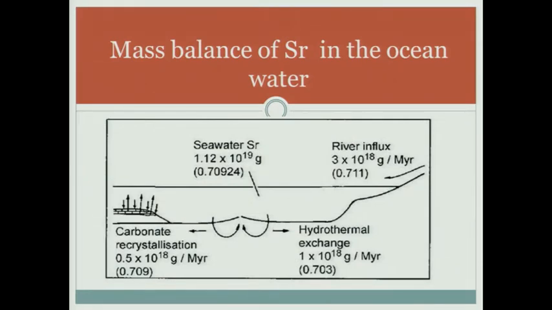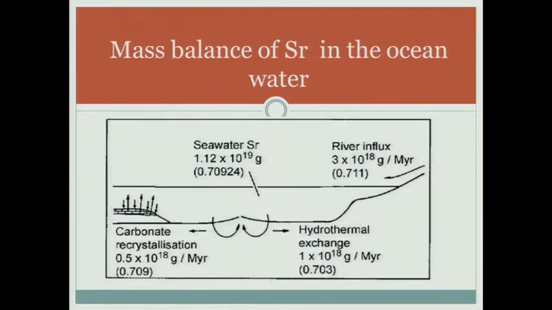So we go back to strontium in the ocean. What is the mass balance of strontium in the ocean? It's quite simple. We have river influx into the ocean with a ratio of 0.711. It's like a DNA fingerprint. This ratio is very high because the weathering of crustal rock on land will produce a high ratio, because crustal or igneous and magmatic rocks have a high rubidium to strontium ratio, meaning that rubidium will decay to strontium and the ratio will be higher.